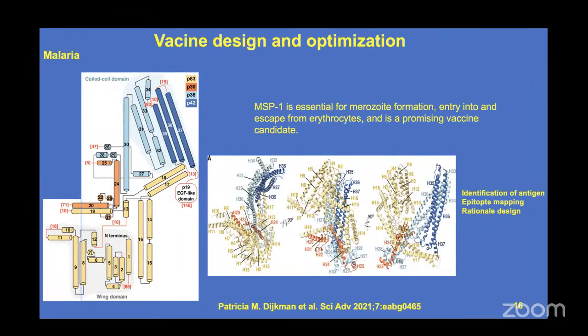The next example is MSP1, which is a vaccine candidate antigen for vaccine discovery. So for several years, they've been working on this protein. The structure was unknown, and recently in 2021, the structure was solved, and this can be exploited further for identification of antigen epitope mapping and for rational design of the vaccine.